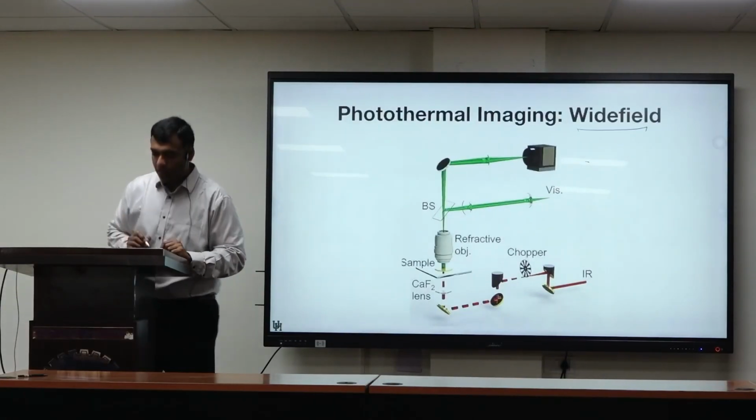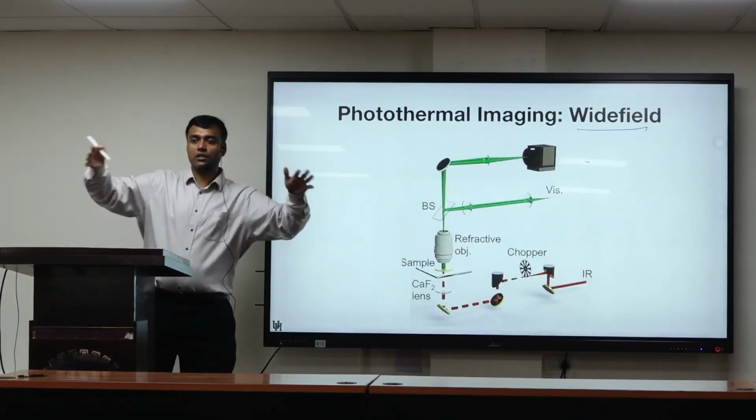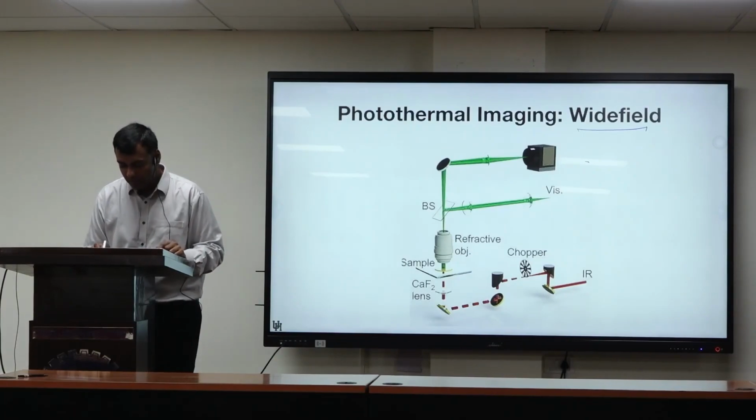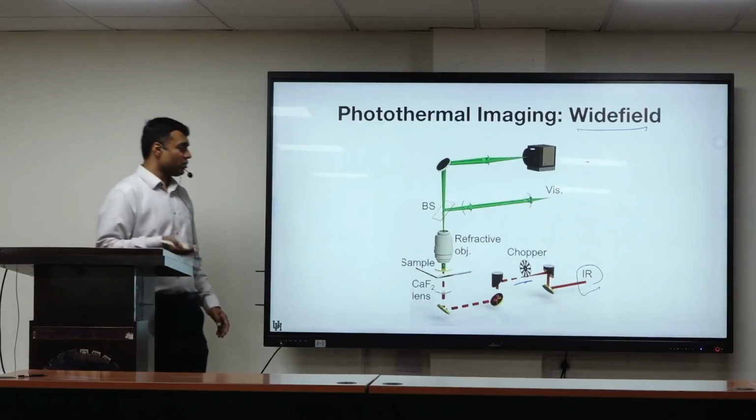Sorry, yeah. It's also called a wide field approach. It uses a wide area for the measurements at the same time. So one way to do it is to have an infrared light and use what's called a chopper. So what is a chopper?